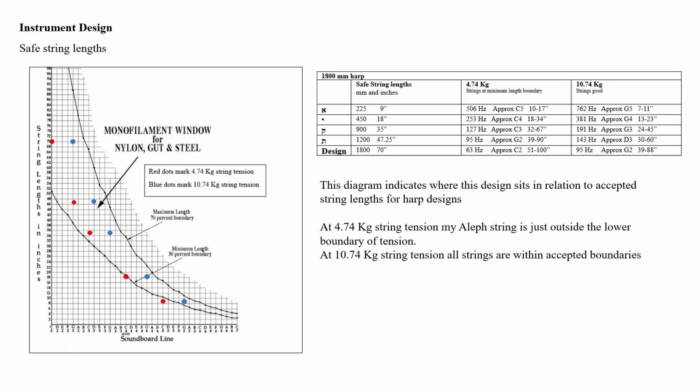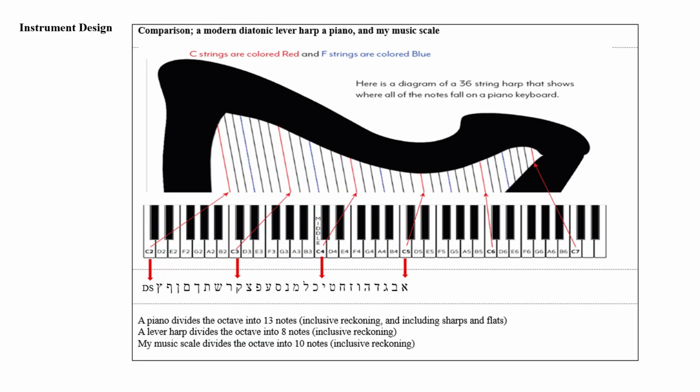Safe string length. This diagram indicates where my design sits in relation to accepted string lengths for harp designs. At 4.74 kilograms string tension in the red, my Aleph string is just outside the lower boundary of tension. At 10.74 kilograms string tension in blue, all strings are within accepted boundaries. This diagram is from Music Maker's publication, The Ultimate Harp Buying Guide.